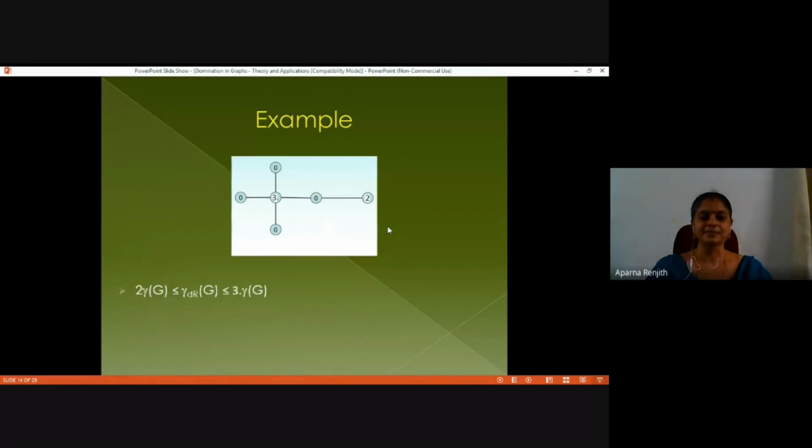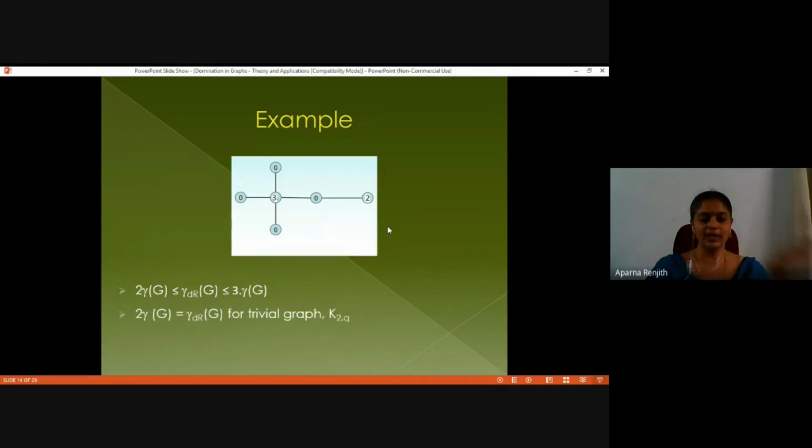Again, the same strategy as in the case of Roman domination works here also. So every vertex in a dominating set given the label 3 gives a double Roman dominating function, and hence the double Roman domination number is bounded below by 2 gamma of G and above by 3 gamma of G.